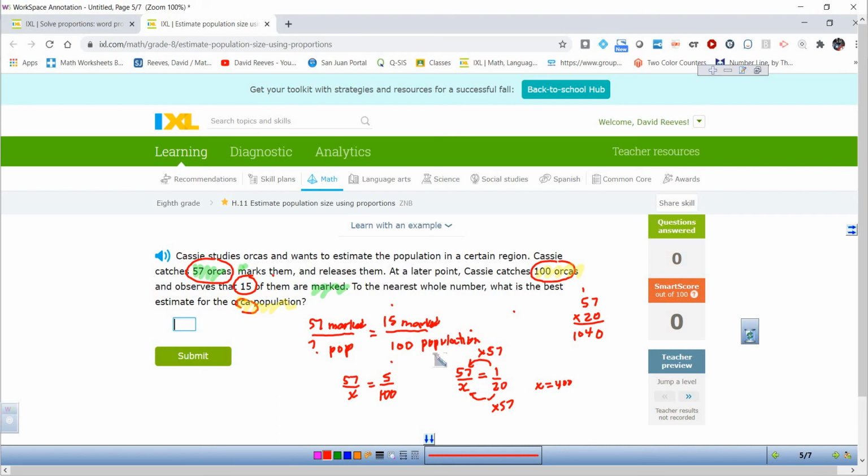15 over 100 would simplify if I divided by 5. I would get 3/20ths, right? And then that's 3/20ths, and 3 goes into 57. Let's see. 3 goes into 5 one time. All right, 3 go 19, right? So then we do 19 times 20, and then we get the 380.